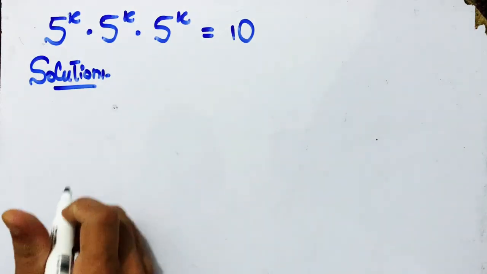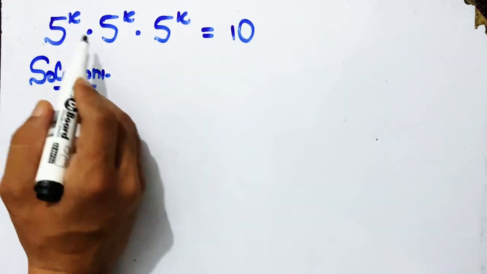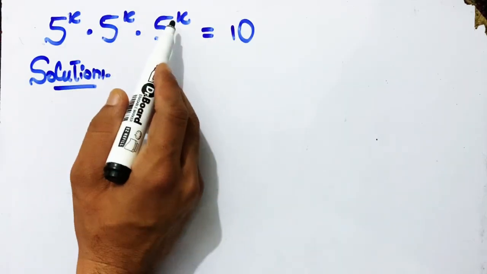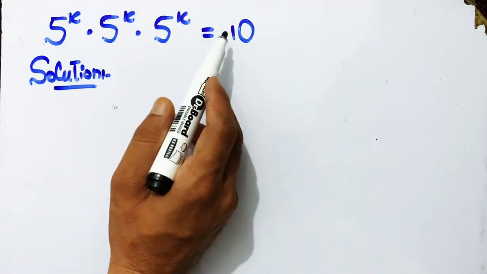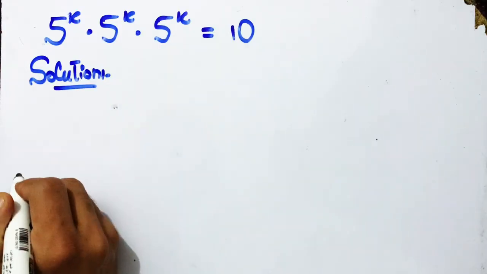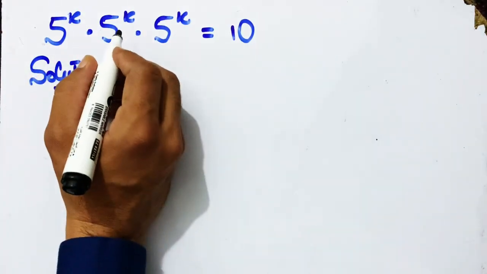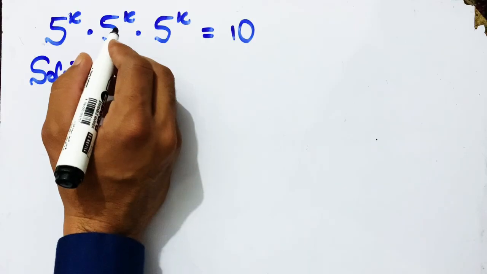Today I am trying to solve this math Olympiad problem in a very unique way. Our equation is 5 to the power of x, times 5 to the power of x, times 5 to the power of x, equals 10. This means the powers will be added.